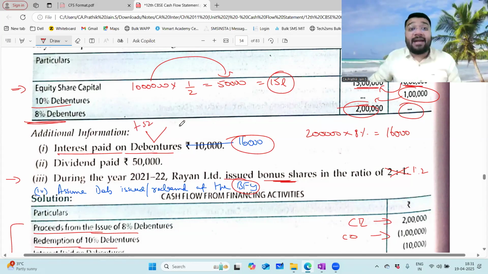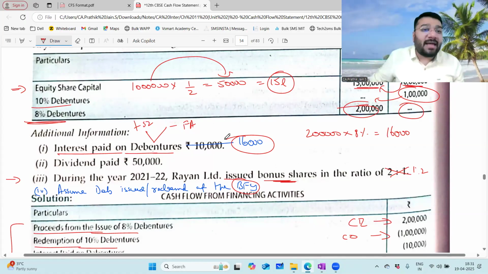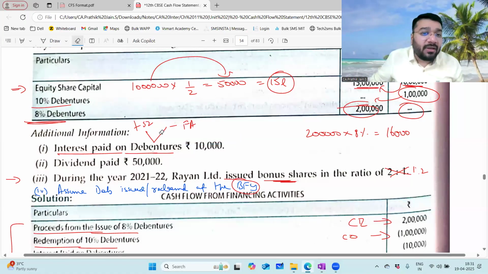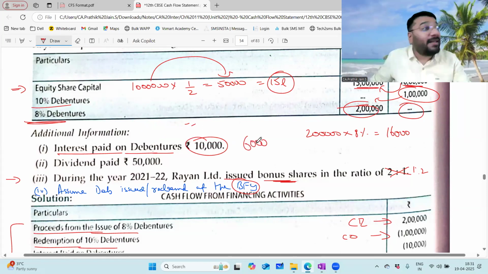And since the money is paid, I'll minus it in the financing activity. Am I clear? Yes, sir. Now, imagine had this not been 16,000, had it been only 10,000. 10,000 is paid, 6,000 not paid.